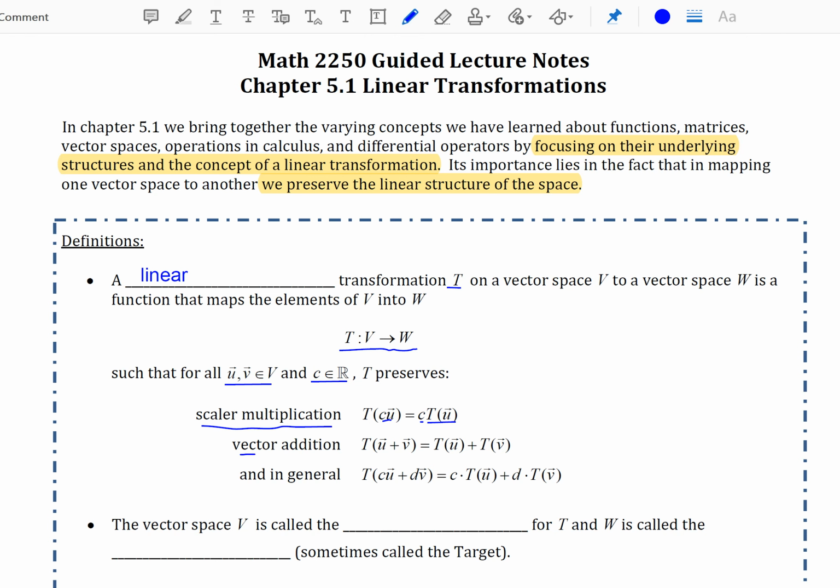T will also preserve vector addition, meaning that if you add two vectors and then apply your transformation afterwards, you'll get the same thing as if you apply your transformation to each vector first and then add the results together. In general, if you combine both of these properties together, we can say that the transformation of any linear combination of vectors will be equal to the linear combination of the transformation of those vectors done individually first. In this section of our homework, we're going to be asked to verify many transformations are linear or show that they are not linear by identifying which of these two properties the transformation will fail.